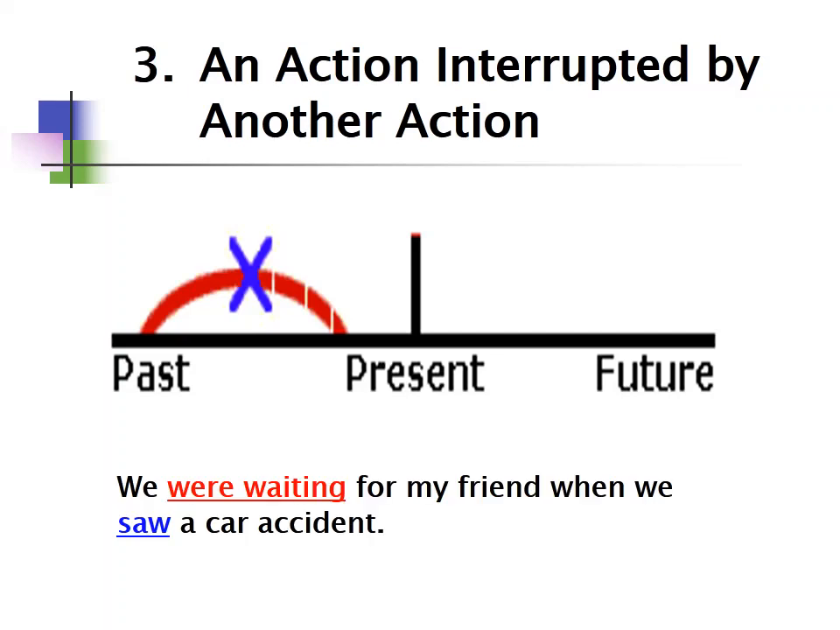We were waiting for my friend when we saw a car accident. We were waiting was the action that took place first. It was in progress. We were waiting for my friend, when we saw a car accident. That is what interrupted our waiting for a friend. Do we continue to wait for a friend? It's not important. That action got interrupted.